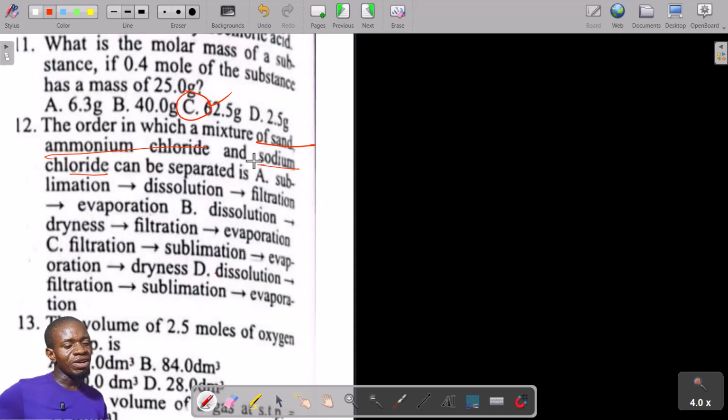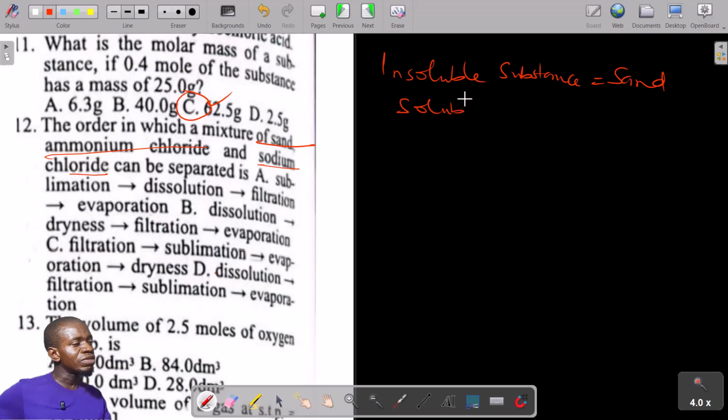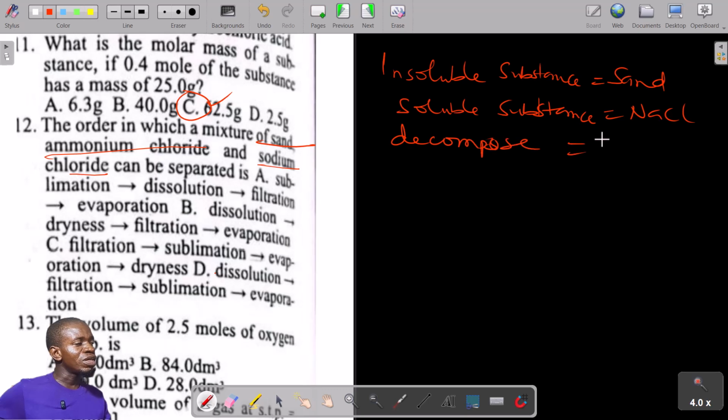Let's look at it. First of all, let me show you how I'm going to do it. We have an insoluble substance, and the insoluble substance that we have here is sand. Then we also have a soluble substance, and the only soluble substance that we have here is sodium chloride, which is our salt. Then we also have a substance that can decompose on heating, and that substance is ammonium chloride. So if I am to separate these three things, what am I going to do?